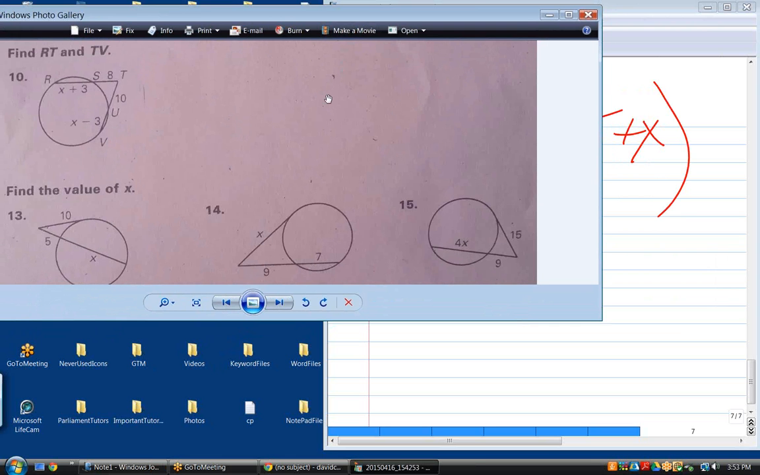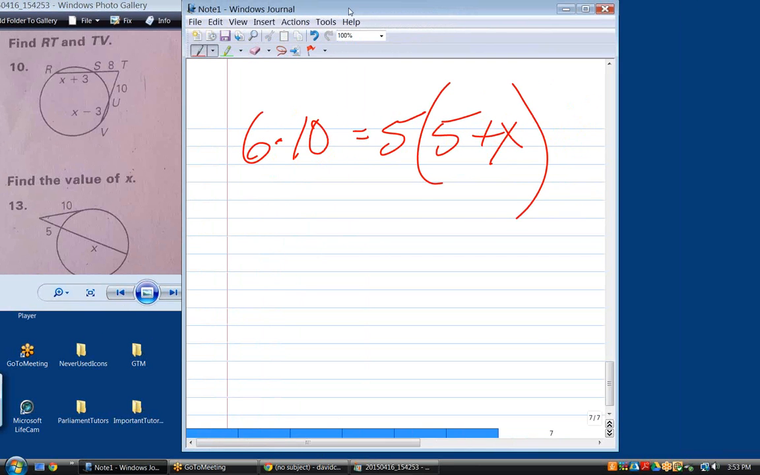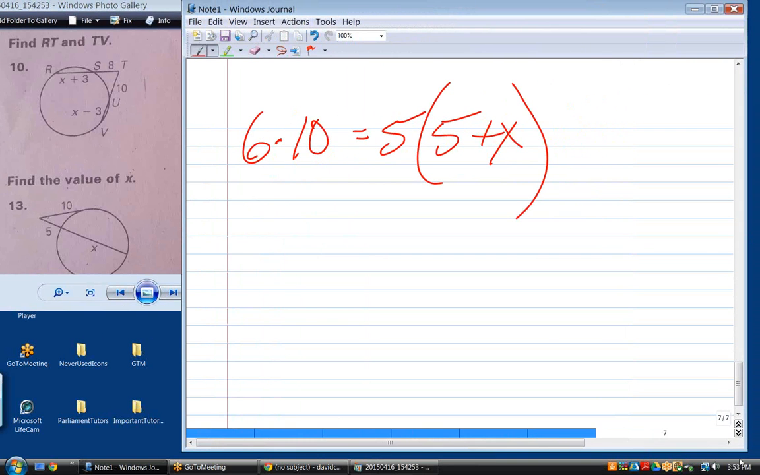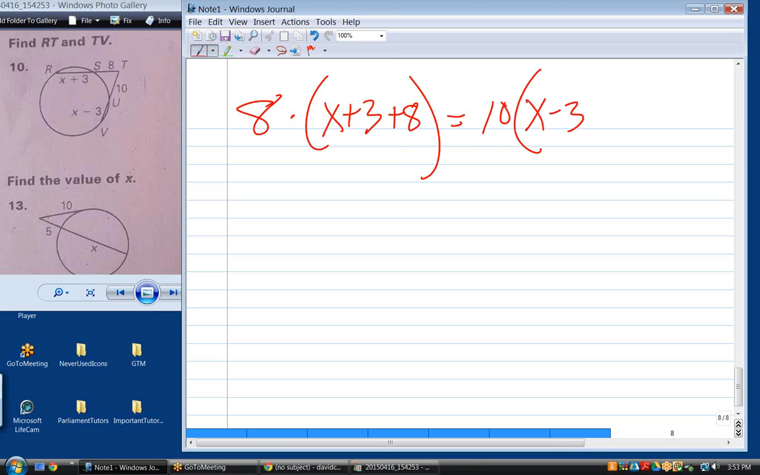Find RT and TV. Okay. What equation can I write? You can do 8 times x plus 3. Wait, 8 times x plus 3 plus 8, right? Yep. And that's equal to 10 times x minus 3 plus 10. Go ahead and let's finish this out.